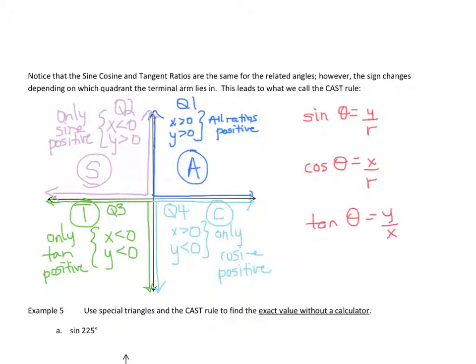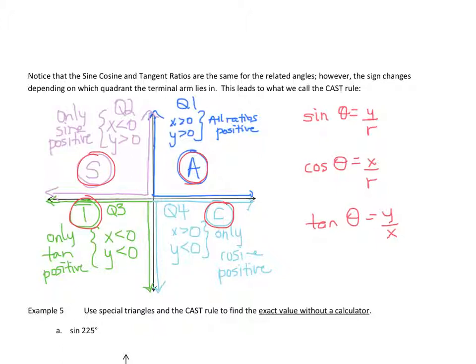And now you can see where the CAST rule comes from. The CAST rule tells you which ratios are positive in each quadrant. And so you can see that we've spelled out the letters C, A, S, T, beginning in quadrant 4 and working counterclockwise through the quadrants.